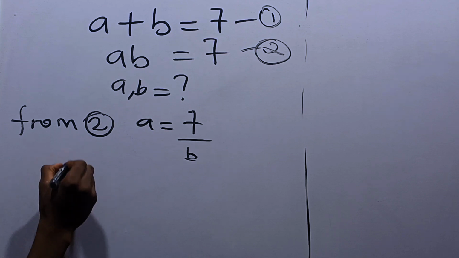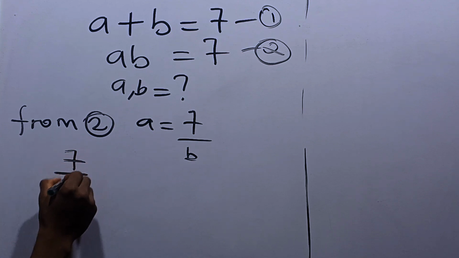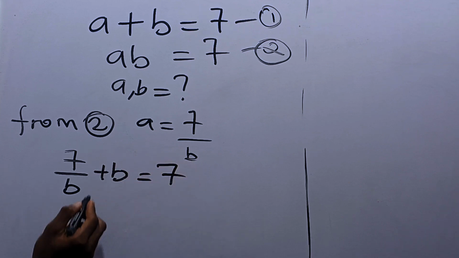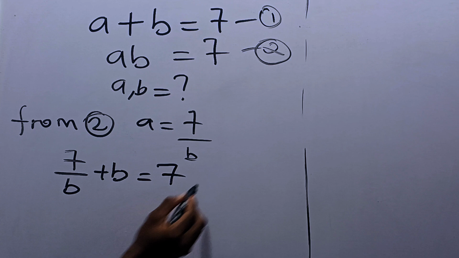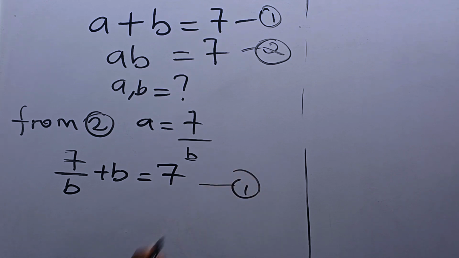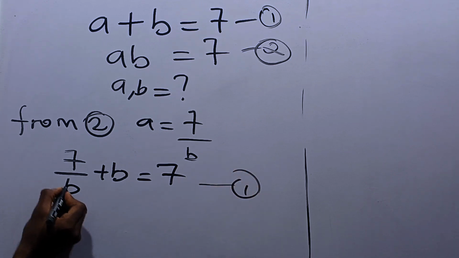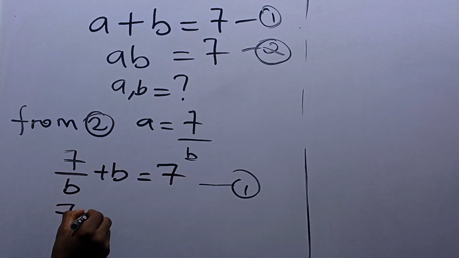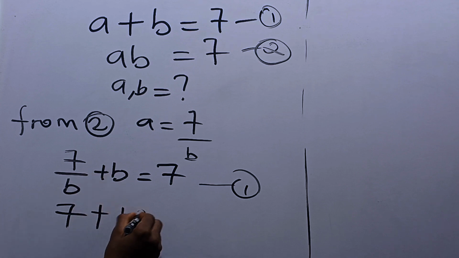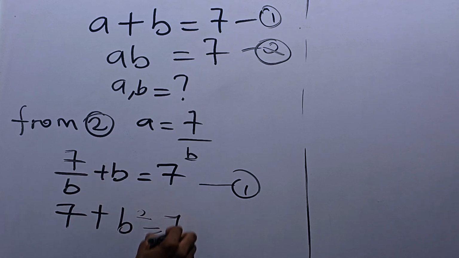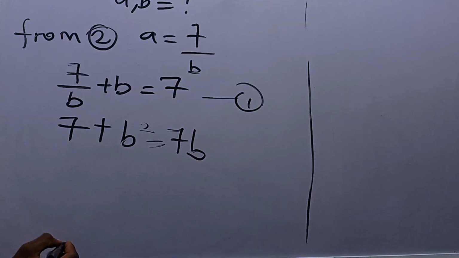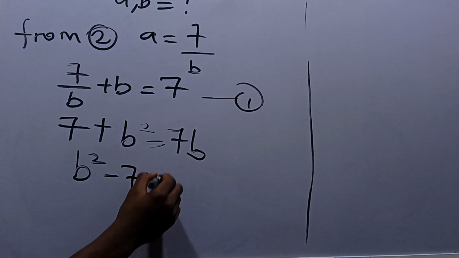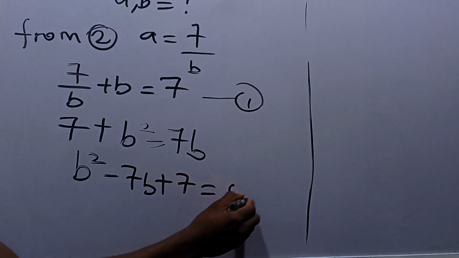Now let's put a as 7 over b in equation 1. We now have that 7 over b plus b is equal to 7. From here, we can multiply each term by b. So this is one term, this another term, and this another term. b times 7 over b is 7, plus b times b is b squared, is equal to 7 times b, which is 7b.